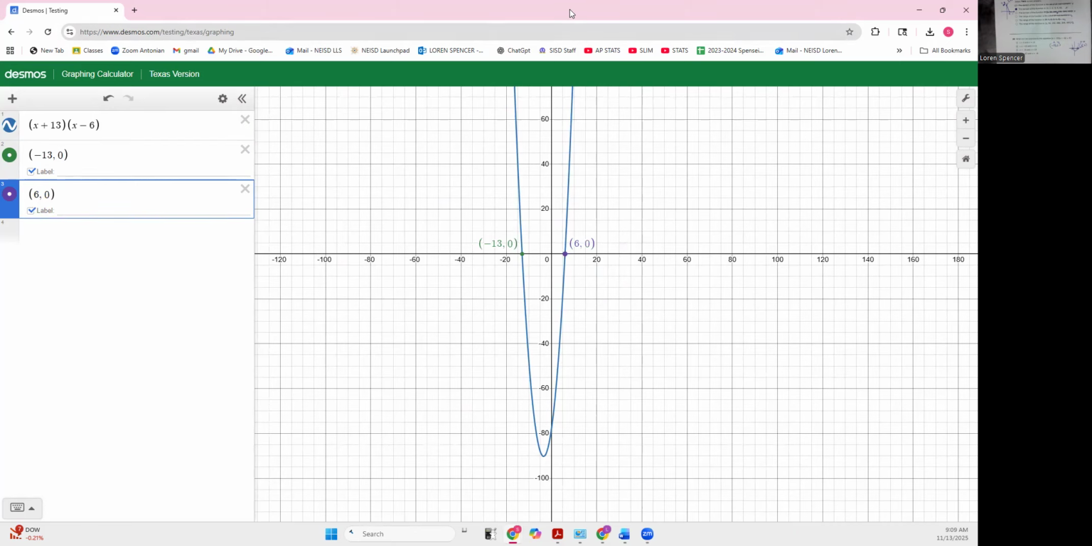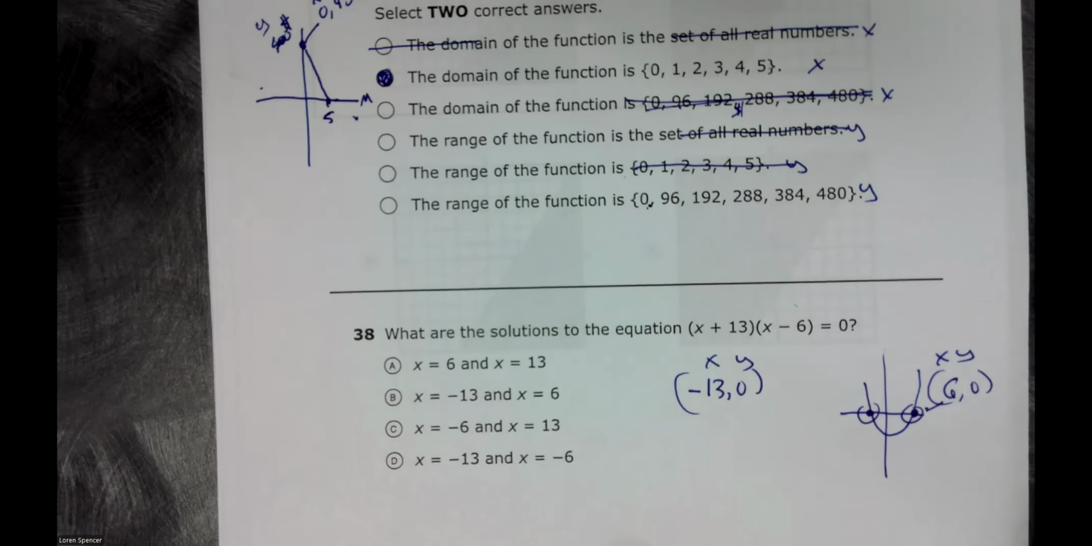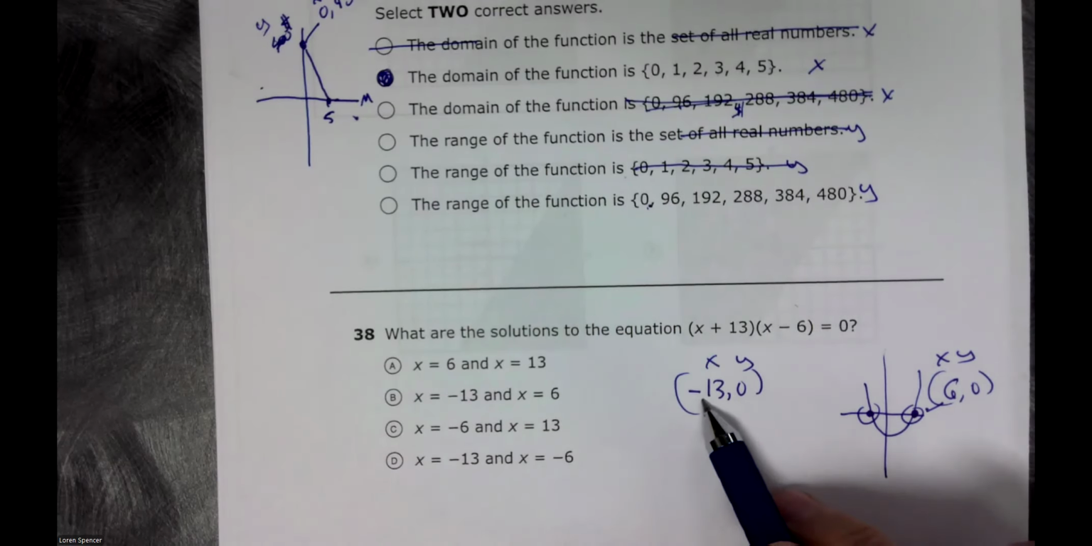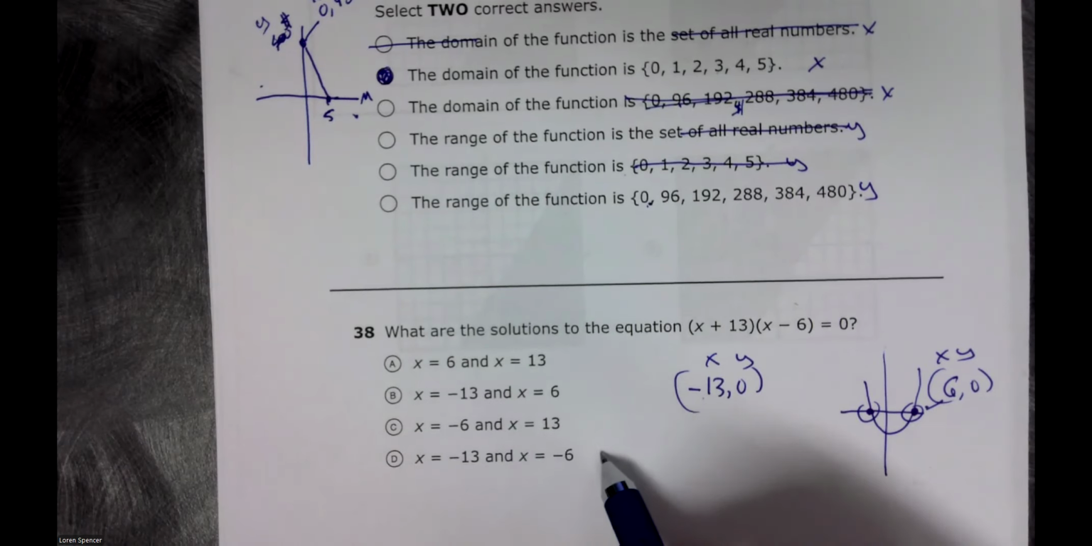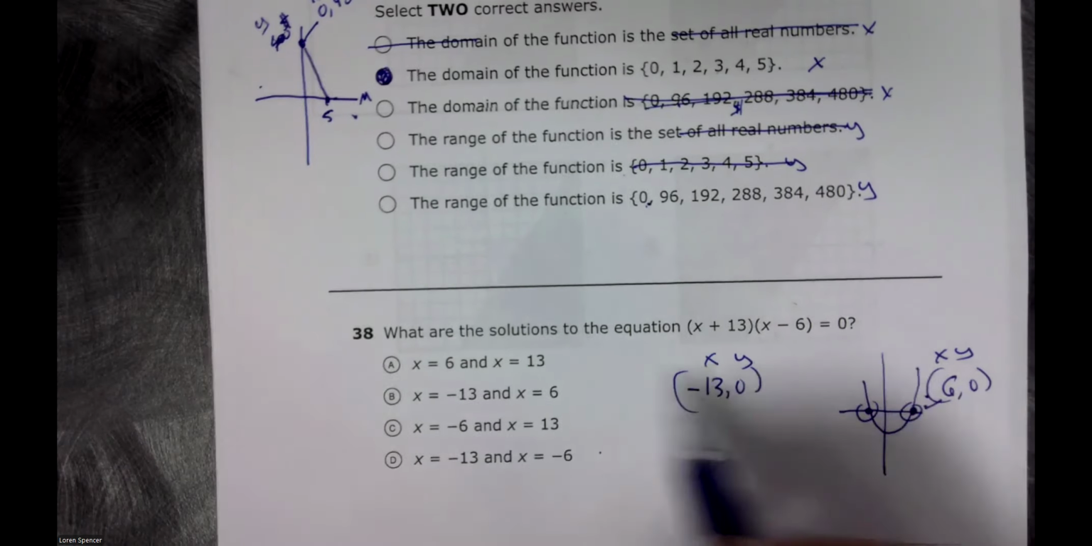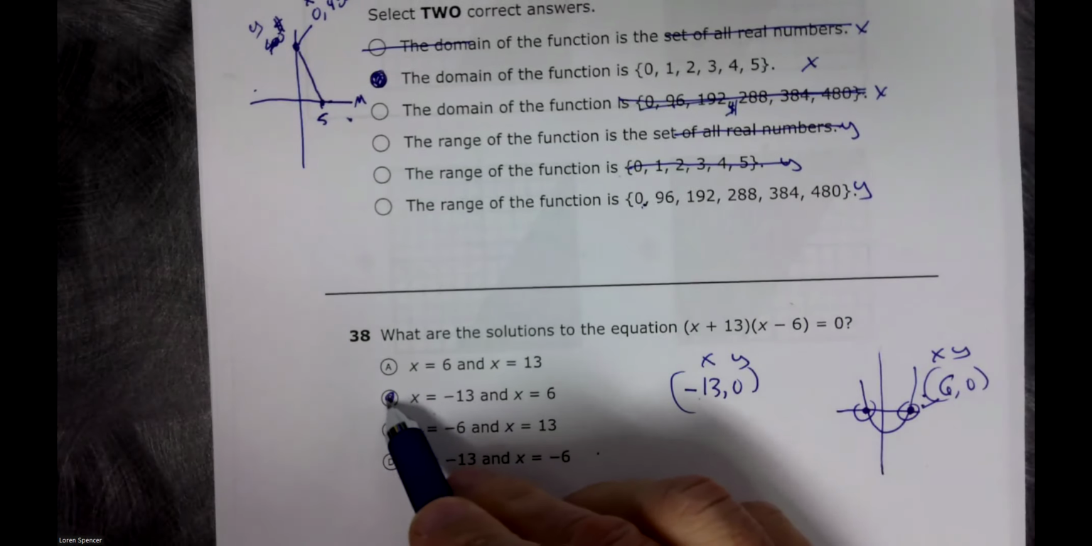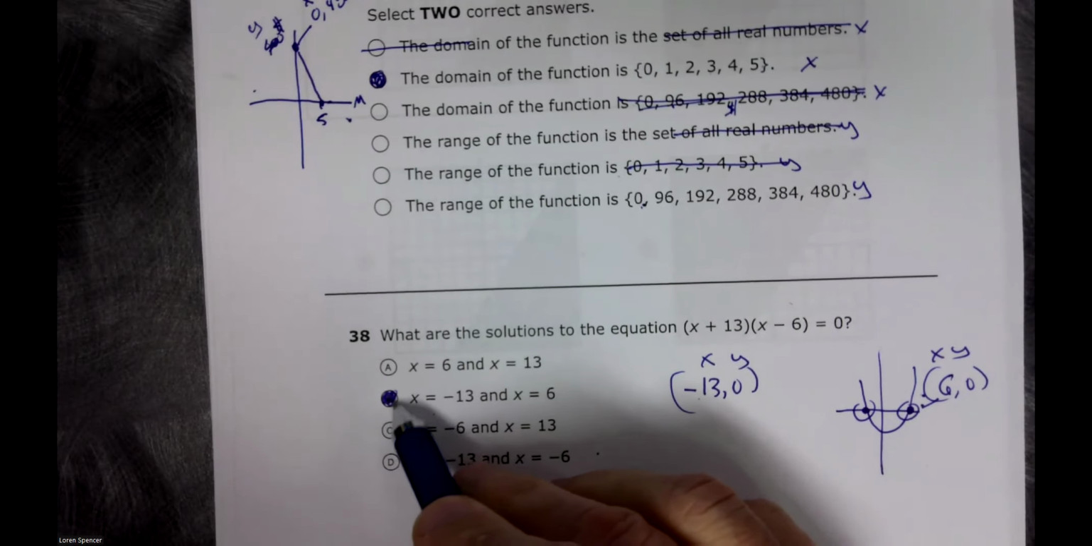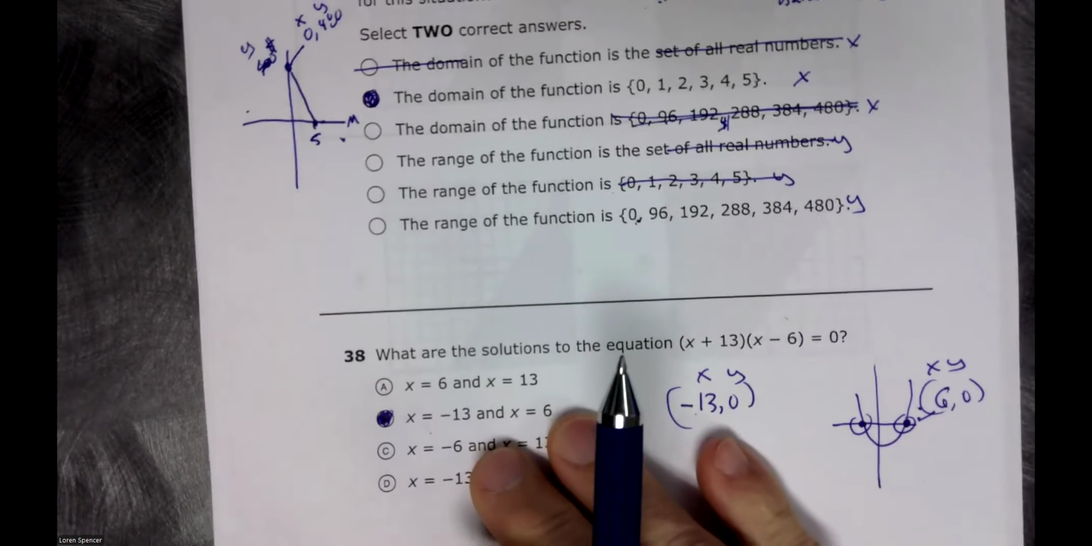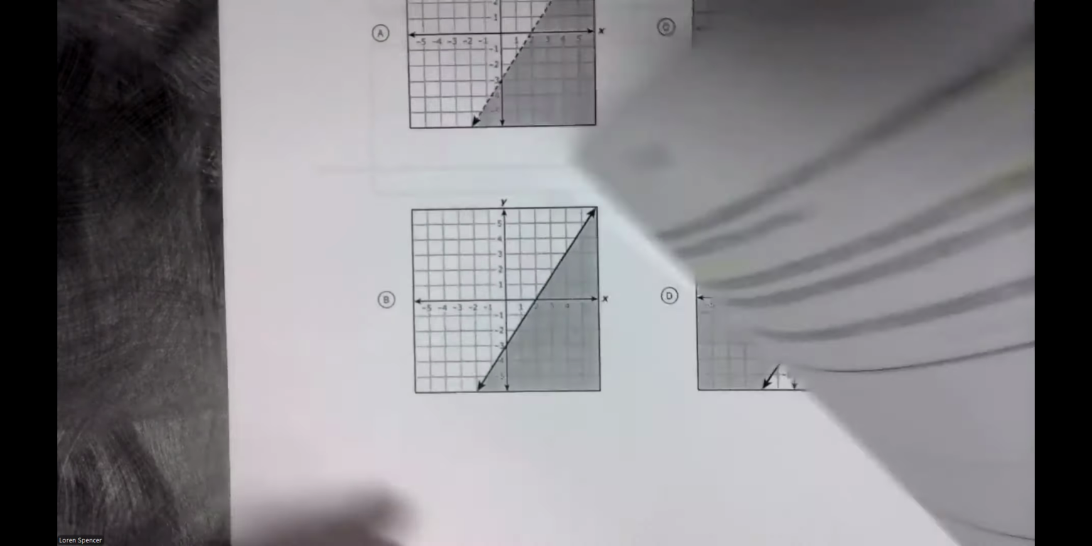Okay, so now that we have that, let's go back and look at our paper. So I copied that information down. So x is negative 13, okay, and x is positive 6. The one that has negative 13 and positive 6 is 38. This is a problem that you have to get right. Okay, moving on to 39.